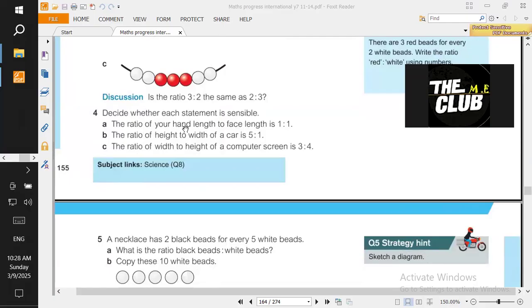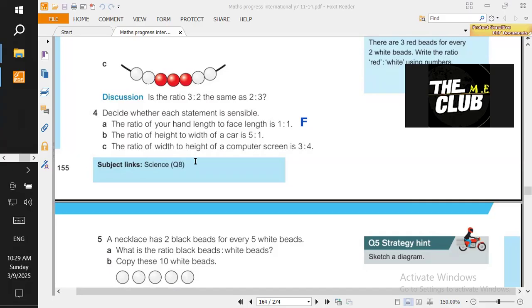Now decide whether each statement is sensible or makes sense. The ratio of your hand length to face length is 1 to 1. It means the length of your hand is the same as the length of your face. When I say 1 to 1, it means they are the same. Is that sensible? It's not. This is false. Now, the ratio of height to width of a car is 5 to 1. Is it 5 to 1? Maybe it's not 5 to 1, maybe 3 to 1. So this one doesn't make a lot of sense, maybe.